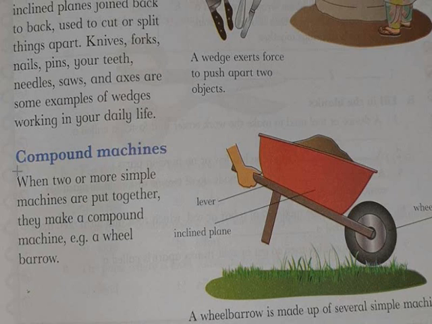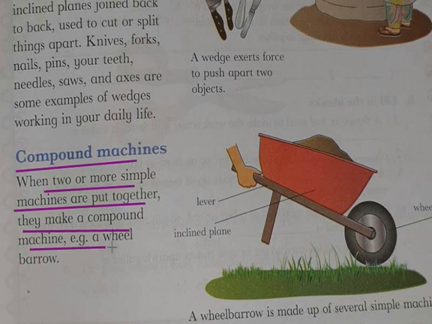Next is the compound machine. See, now when two or more simple machines are put together, they make a compound machine. For example, a wheelbarrow. Now we studied about the wheel and axle. So this is the wheel and axle, one machine. Second machine, inclined plane. See, this is the inclined plane, second machine. And the third machine is the lever.